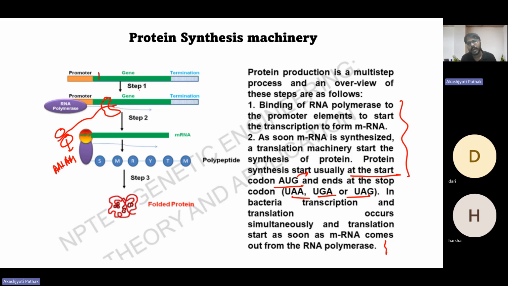But in the eukaryotic system, the mRNA that is produced requires some processing, isn't it? Your introns will have to be removed, and then the cap region and tail region need to be synthesized. After these different modifications, your mRNA comes out from the nucleus into the cytoplasm, and then in the cytoplasm you have the ribosome, and translation can take place.